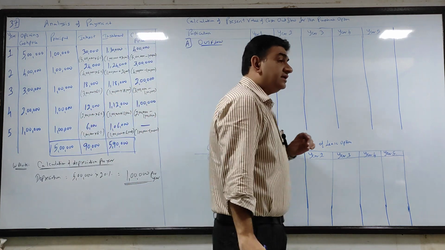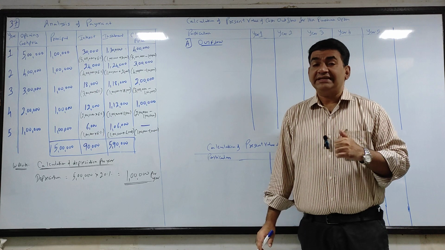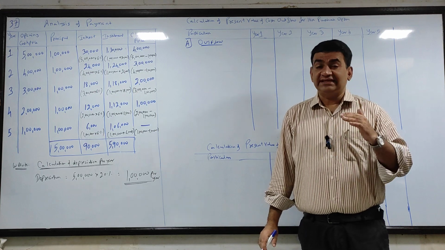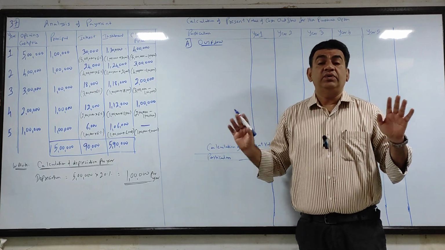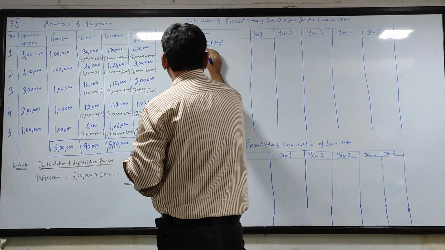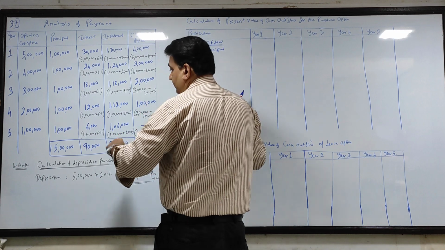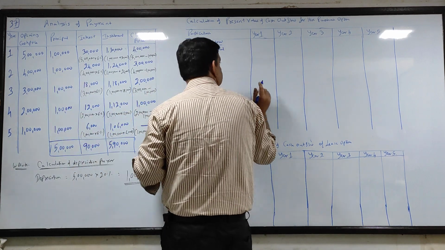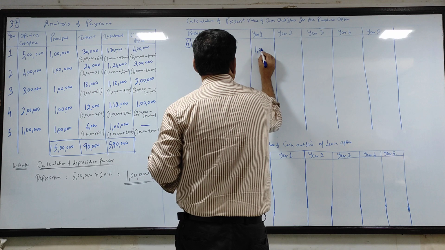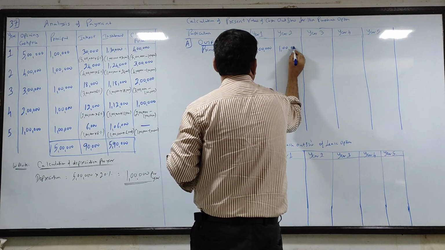Earlier class के sum में there were 3 outflows: down payment, principal, interest. But here there is no down payment. So I will start straight away with principal. If you see, all 5 years का principal का amount is equal. So year 1, 1 lakh.